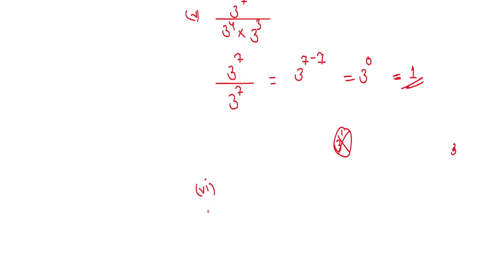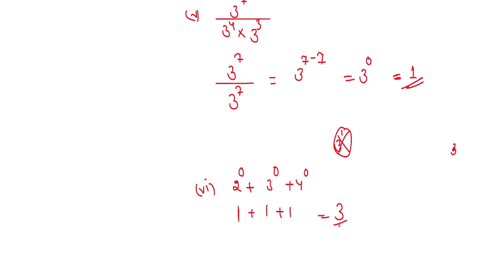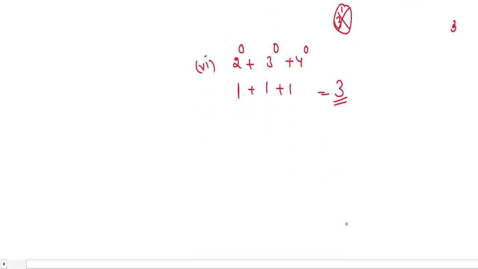Now look here. Here there is 2 raised to the power 0, 3 raised to the power 0 and 4 raised to the power 0. Now if there is a power of 0, then you have to do 1 plus 1 plus 1, which means it is 3. Now the seventh part. Sixth part we already completed.